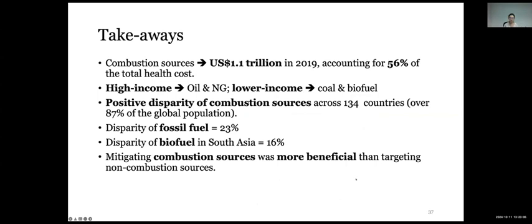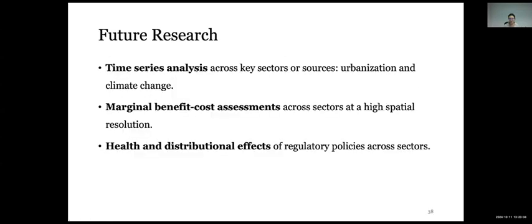Some key takeaways: combustion sources contributed 56% of the health costs, and high-income countries can experience larger health benefits by phasing out liquid oil and natural gas, whereas low-income countries can phase out coal and biofuel. And many positive disparities are observed, and combustion source mitigation can be more beneficial than targeting non-combustion sources.